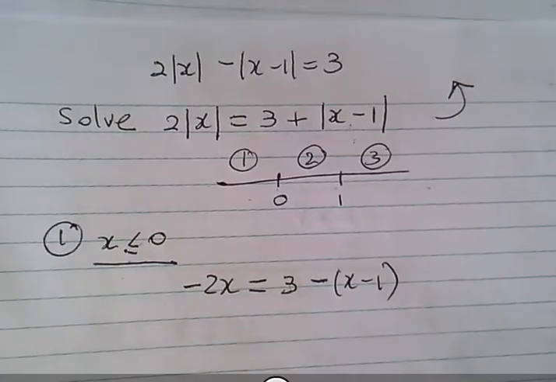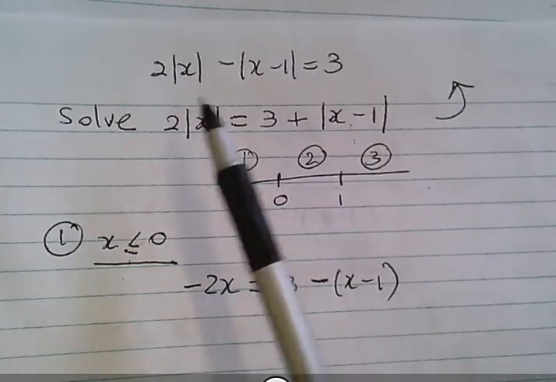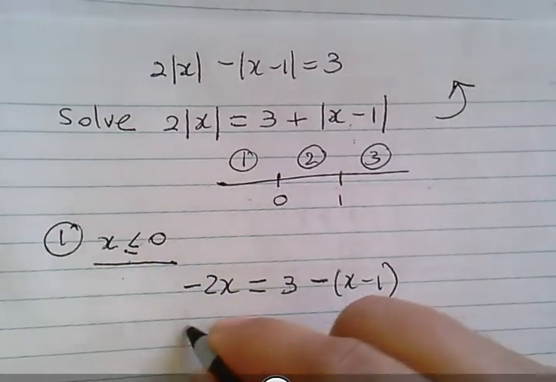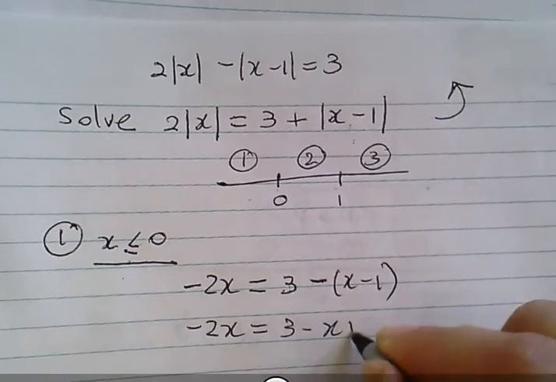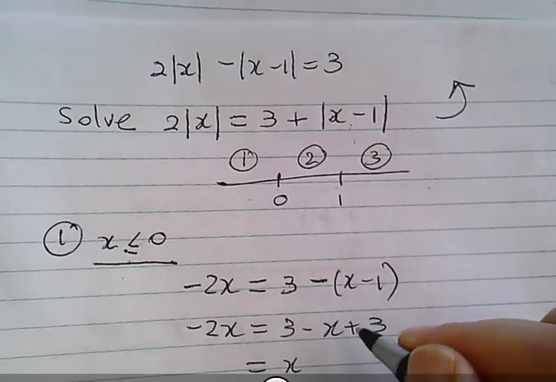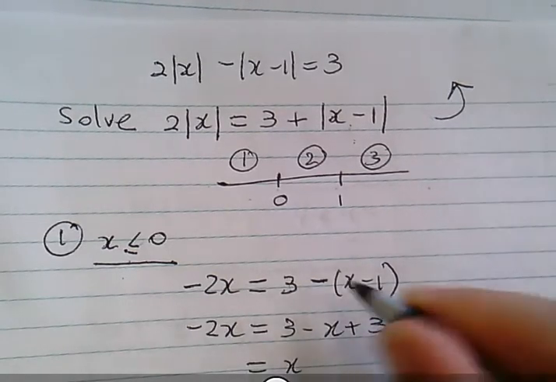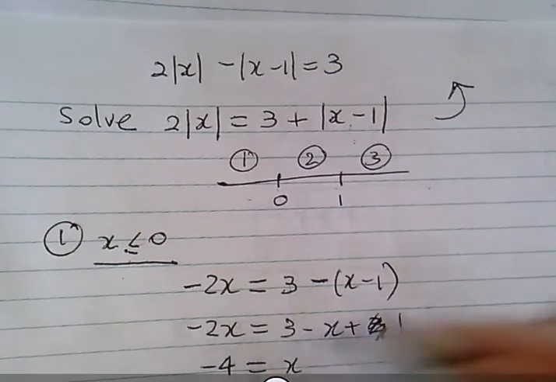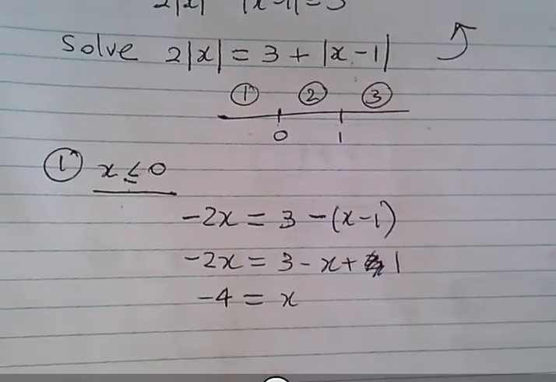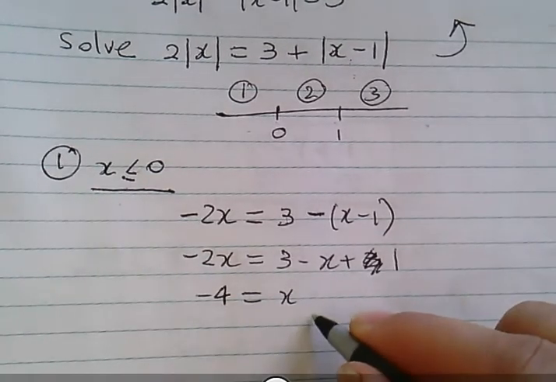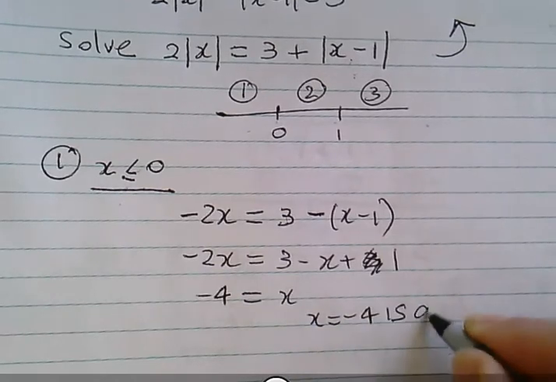So if x was less than or equal to 0, for example, if x was negative 1, I'd put the negative in front of that and the negative in front of this. Okay, so I've got negative 2x equals 3 minus x plus 3. I'm going to put my x's on the left, actually. So I've got x equals plus 1, that's right. Geez, 3 plus 1 is 4. X is negative 4. Is that what we got? X is negative 4. Does that lie within the region x is less than or equal to 0? So x is negative 4 is a solution.